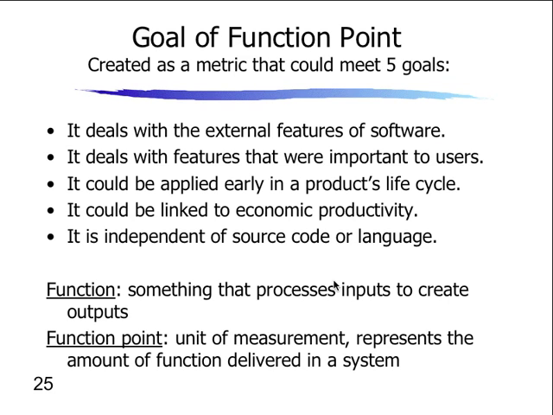The goal of function point analysis is to create a metric that can be used. It meets 5 goals. It deals with external features of the software. You're looking at the functionality. It deals with the features that are important to the users. So if you want this feature, and this feature, it's going to take 3 weeks. If you want to hold off on that one, it's going to take 2 weeks. And you can build in increments if you wanted to. It can be applied early on in the product life cycle, right in the beginning of the development. Because right after you have the requirements, you can do function point analysis on the requirements.